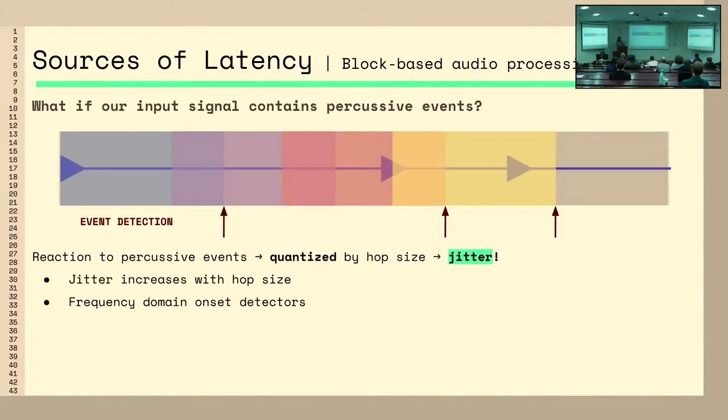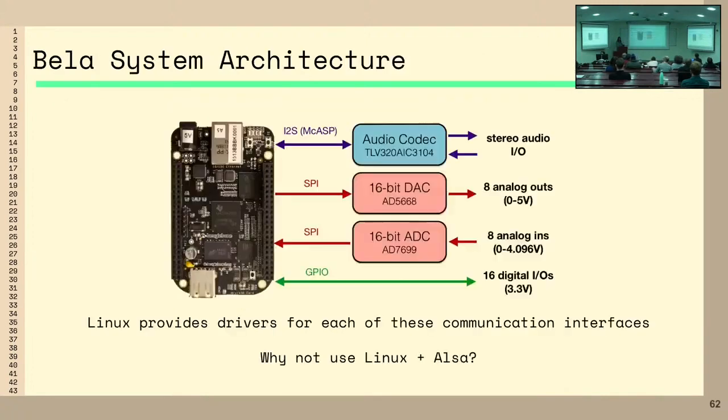It also has an effect on jitter. Let's say you're reacting to events that come at a specific point, that could be percussive events, or data from your sensor. You're quantized by the hop size. And this can have several issues.